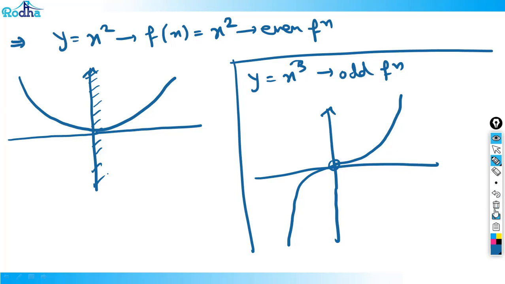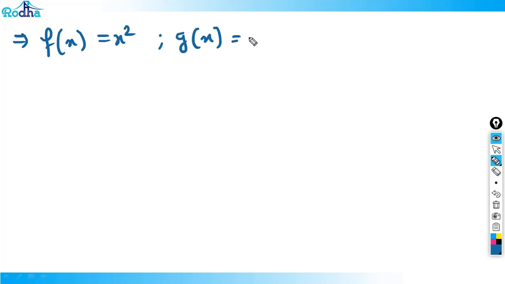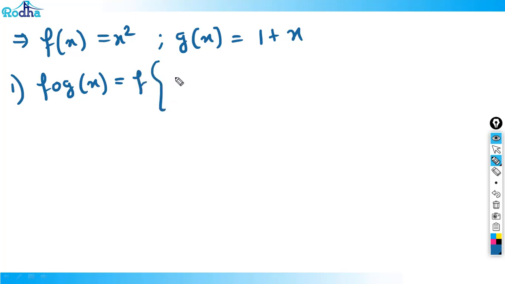In the same way, we have composite functions also, okay? And then we can do questions about that in the next video, right? Now, what is meant by a composite function here? Just understand the funda here. A function f of x is basically x square. A function g of x is basically 1 plus x. So I want to calculate fog x from here. What is fog x actually? Fog x means f of gx. This is the meaning of fog x, right?